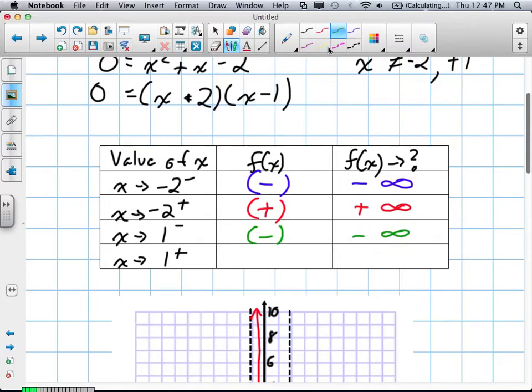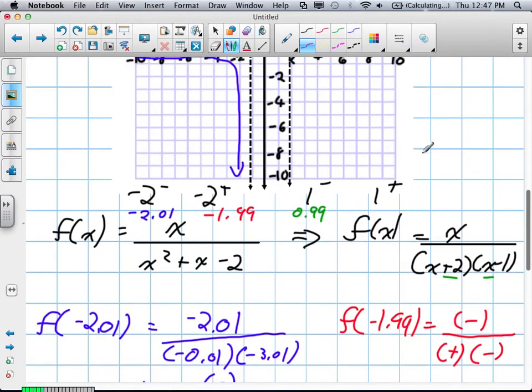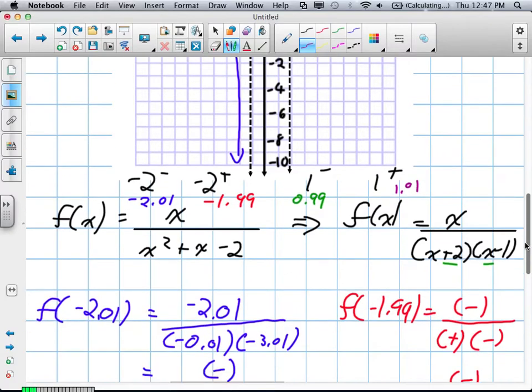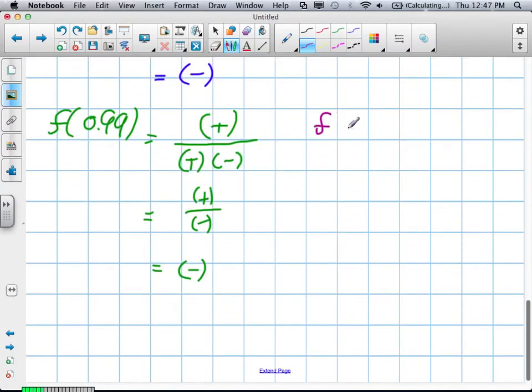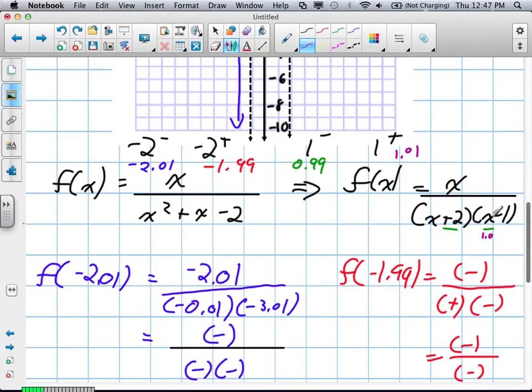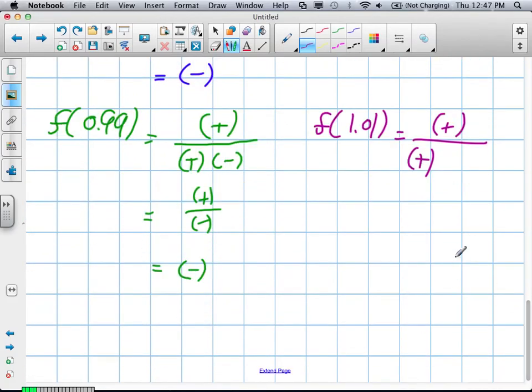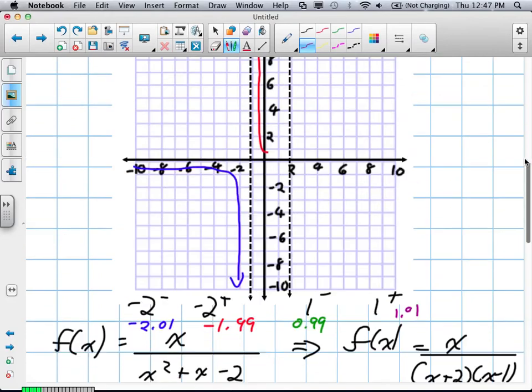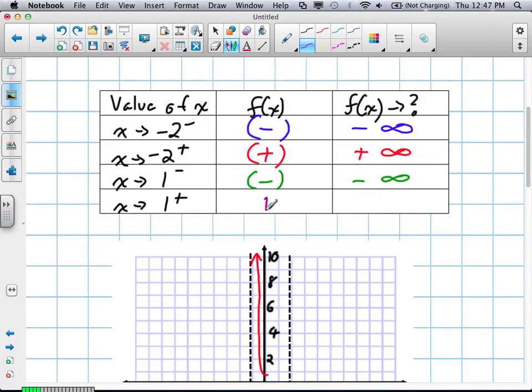And finally, let's say we approach it from the right, we'll use 1.01. Same idea, our function at 1.01. We end up with a positive on top because it's just a value of x. We're adding positive 2, so that's going to be positive also. And finally, over here, if I put in 1.01 and subtract 1, I still end up with a positive value. So we have positive, positive, positive. We're obviously going to get a positive answer. So our function is positive, which means we're approaching positive infinity.